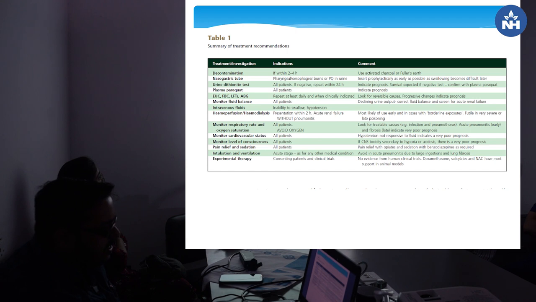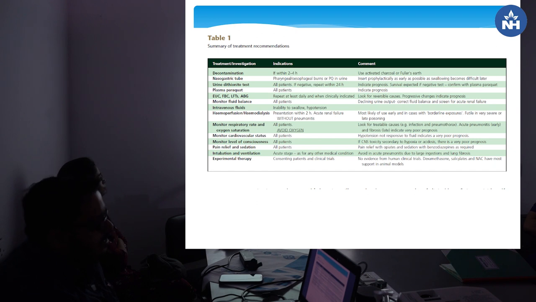The routine investigations should be done at least daily, and when clinically indicated, we look for reversible causes. Progressive changes indicate the prognosis. Fluid balance should be done in all patients. If there is declining urine output, the fluid balance should be corrected and screened for acute renal failure. It has been said that if the serum creatinine level increase in 5 hours is less than 0.03 mg per dl, then it indicates a better prognosis. However, if the serum creatinine level in 5 hours is more than 0.5, then it indicates poor prognosis.